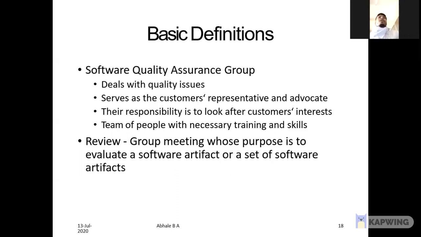Then the next one is your review group meeting, whose purpose is to evaluate a software artifact or a set of software artifacts. So what is review? It is oral or verbal communication. A group meeting with the organization head or your tester head or anyone, a group leader. The members of the review team will check your software, whether it is working as per the customer's requirements. So review will be conducted. In review, they will do paperwork, write down the points, find the working of the software, and find the problems in the software. All will be done by these review members.